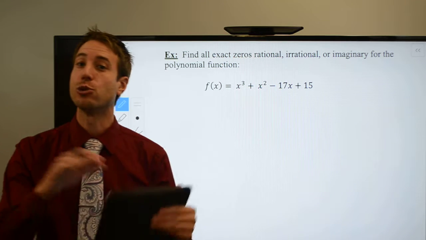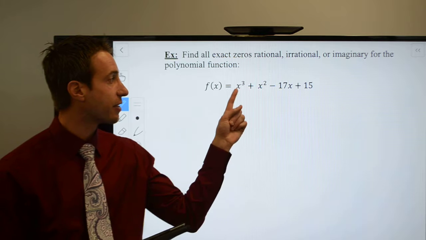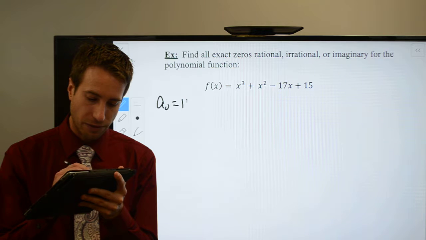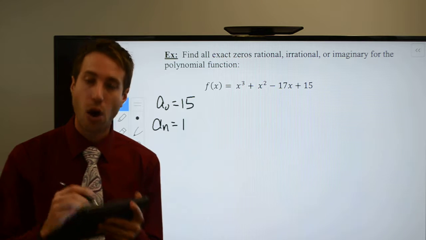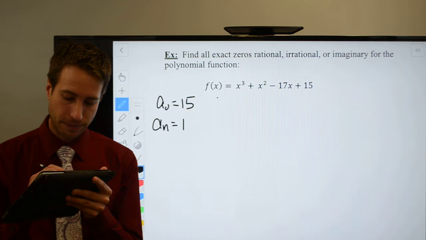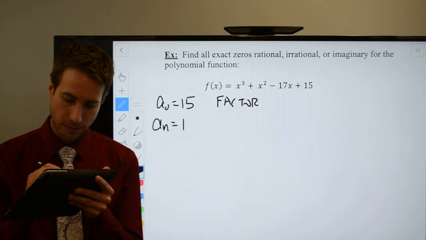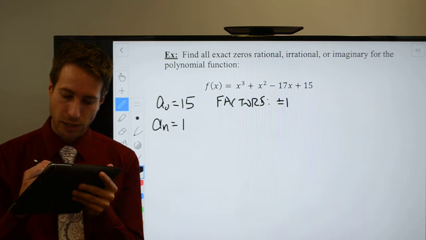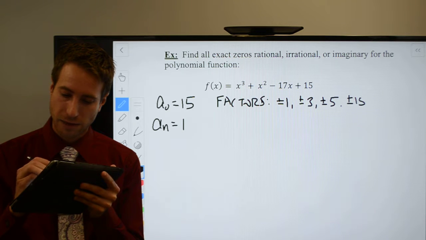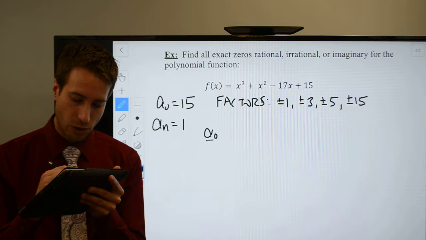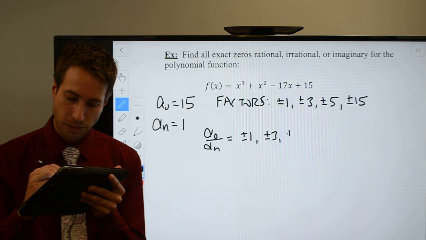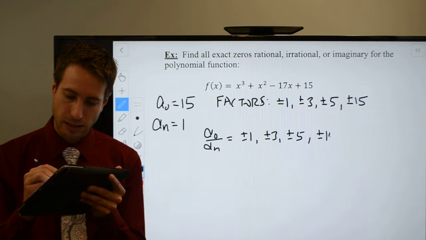So here we go. The first thing I need to do is create my list, and again I've made things very easy on you by making that leading coefficient a 1. So a naught is equal to 15, a n is equal to 1, which means my list is just going to be all the factors of a naught. So the factors of 15: plus or minus 1, plus or minus 3, plus or minus 5, and plus or minus 15. So a naught over a n is going to be equal to plus or minus 1, plus or minus 3, plus or minus 5, and plus or minus 15.